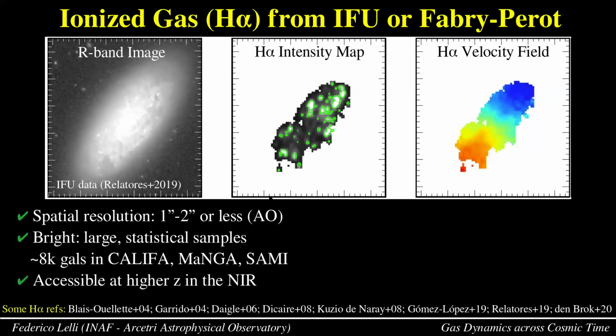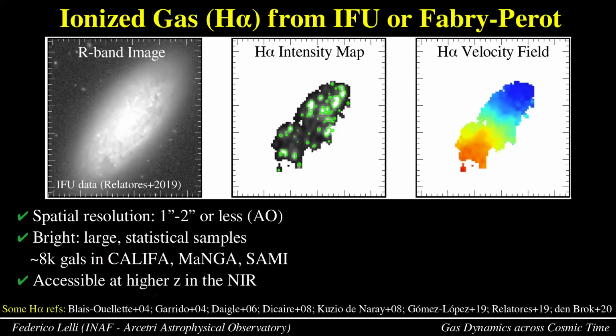The H-alpha has a long-standing history going back to Vera Rubin and collaborators. One of the key advantages has always been the spatial resolution, which is of the order of a few arcseconds or even less nowadays with adaptive optics. The H-alpha line is bright, so we can build large statistical samples. For example, if we take CALIFA, MaNGA, and SAMI all together, we have something of the order of 8,000 galaxies with spatially resolved H-alpha data.